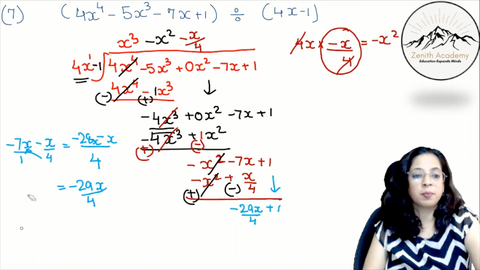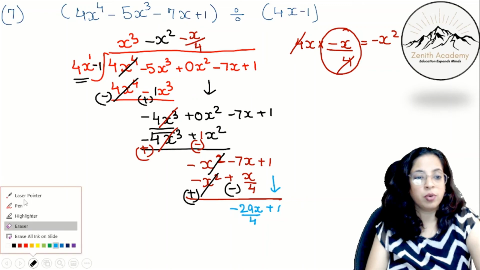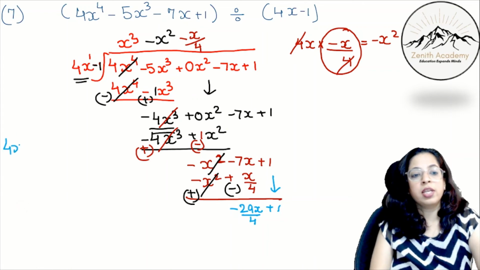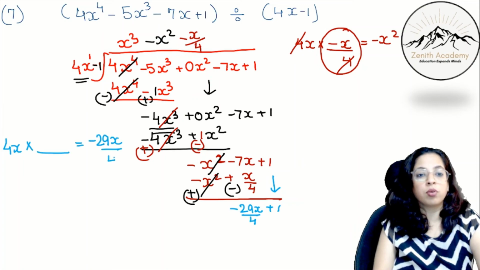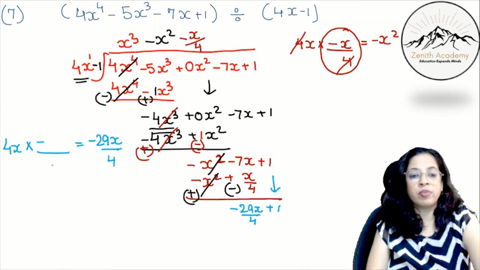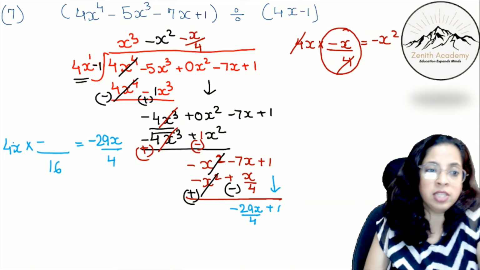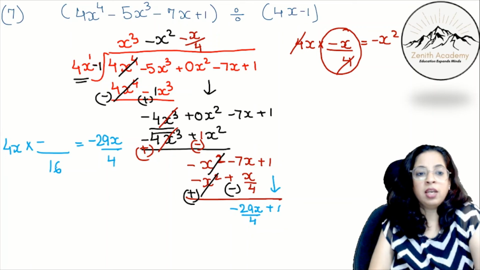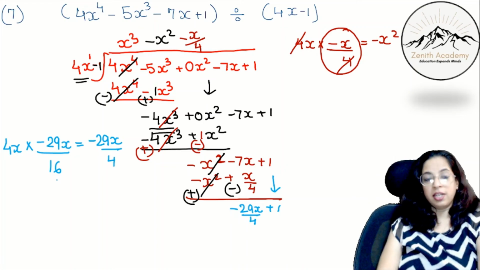Is it clear, children? Now, will it get divided further? Yes, it can, right? Because here also it is an x, here also it is an x. So what I will do is, I will check 4x into what will give you minus 29x by 4, right? So there is a minus sign here, so obviously minus will come. Now 4 is coming in the denominator, so if you put a 16 here, then this 4 will get cut, and here in the denominator we will get 4, and here I will get my 29x.